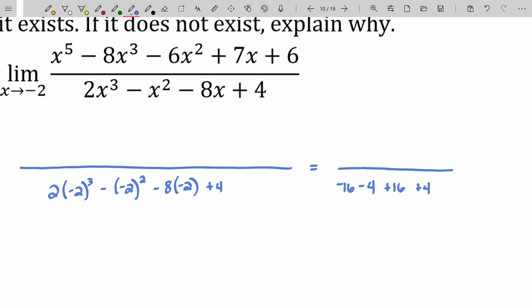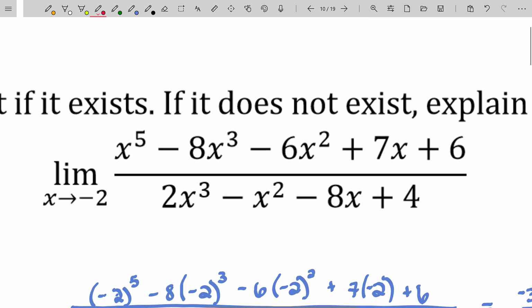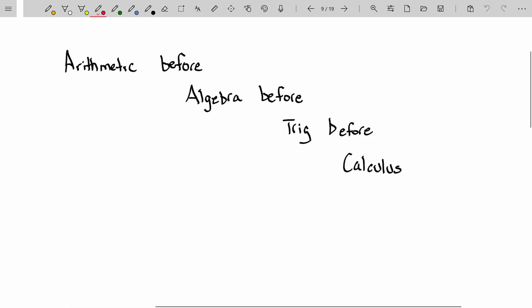However, I am going to plug that -2 into the numerator for a very specific reason. Notice that numerator also will tend to 0. So this is a situation where our rational function is tending to 0 over 0. So I go back to that mantra: I'm going to perform arithmetic before I perform algebra, algebra before I perform trig, and trig before I perform calculus.